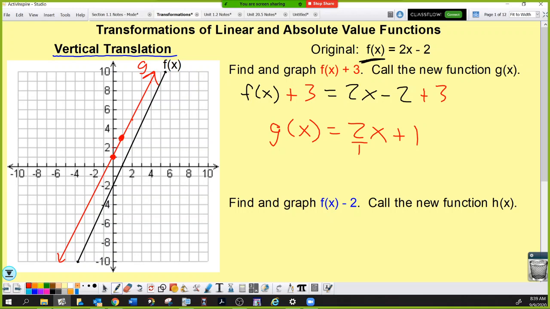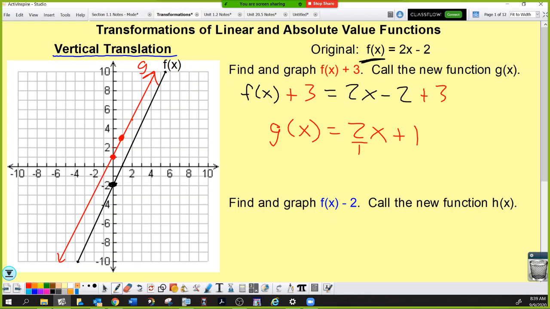Look at how those two graphs are related. It looks to me like this y-intercept went up 3 places. How about that? Putting a plus 3 at the end, outside the parentheses, made the y values go up 3.